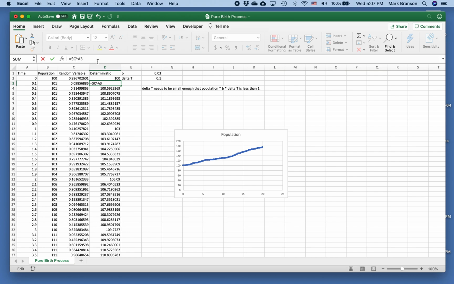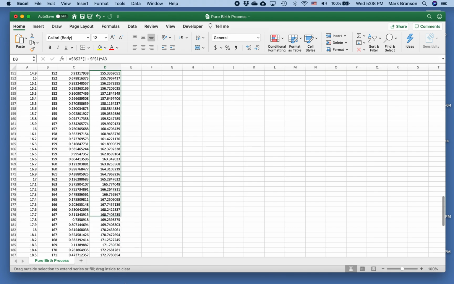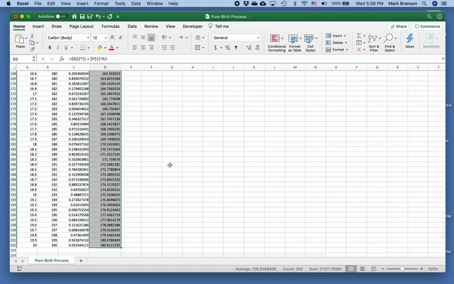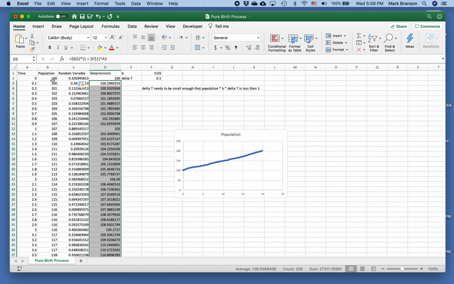So B2, our initial population, times 1 plus our B to the A3. That's actually what this should say, rather than hard coding things in. So let me fill that down. And so what you see is that you get population numbers up here that are very similar to what you get from the stochastic model.